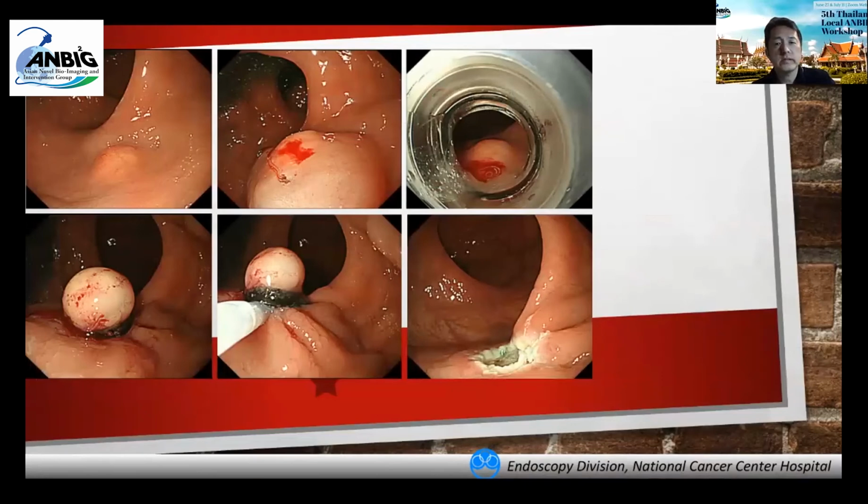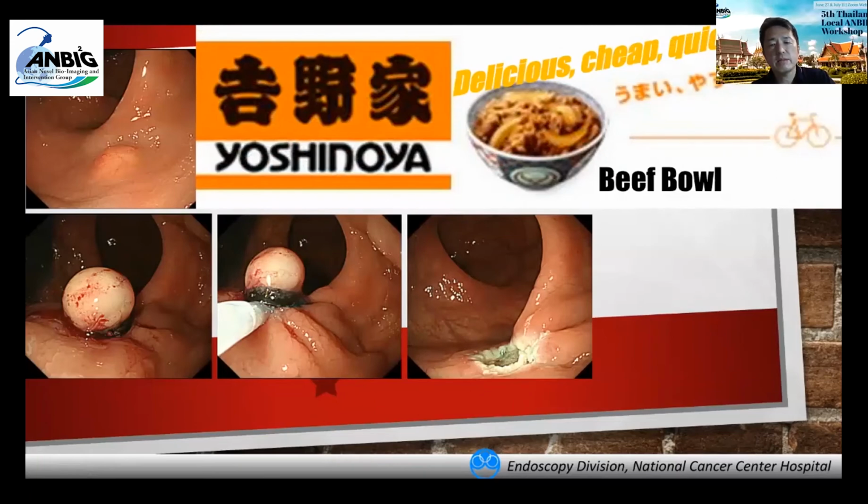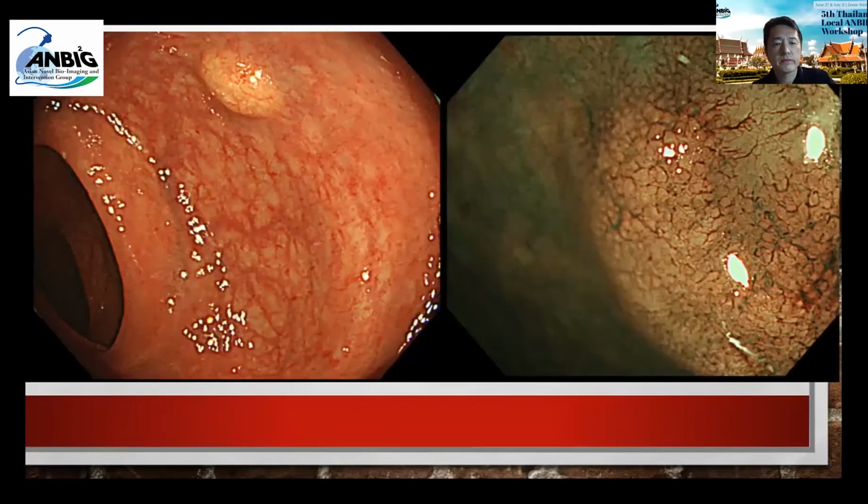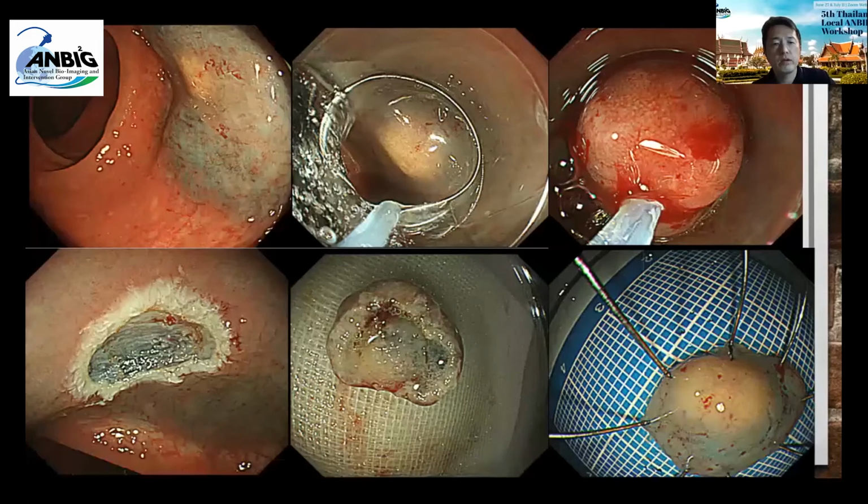Well, this is a small SMT, yellowish color, less than 1 centimeter. After submucosal injection, we attach the ligation device, band, and resect under this band. The resection was completed in less than 3 minutes by day surgery. And this EMR technique is really nice, cheap, quick, like Yoshinoya beef bowl. Another one, also using the ESMR technique, nicely resected in 3 minutes.